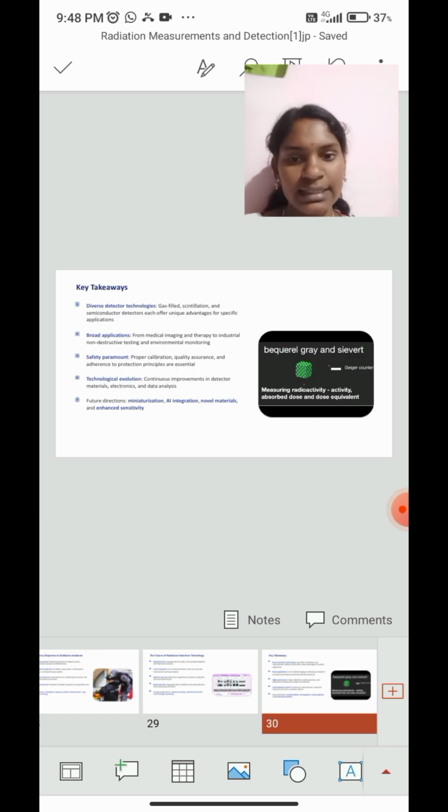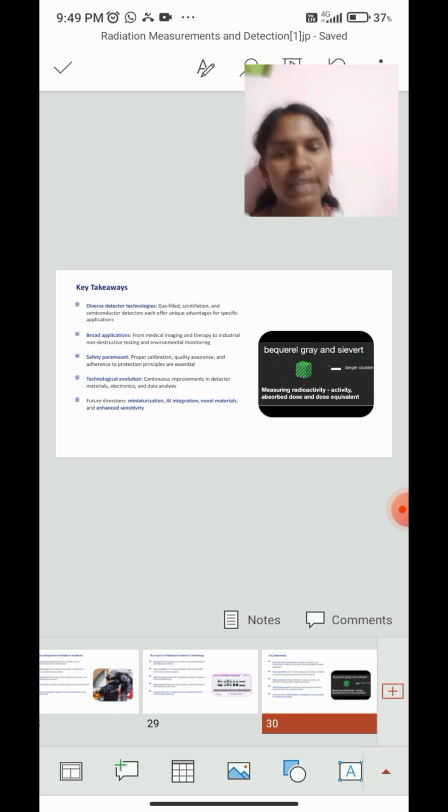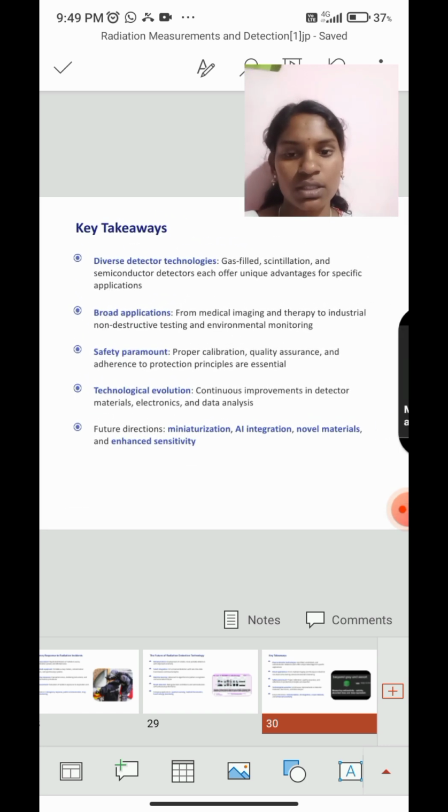Then key takeaways: diverse detector technologies, broad applications, safety paramount, technological evolution, and future detection.